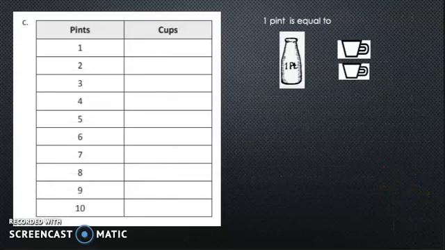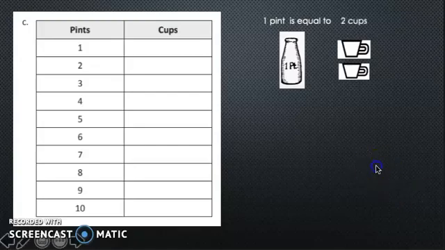Okay. This is the last one. We're going to create a conversion table for pints into cups. Then we're going to relate those cups to quarts and gallons. Find this conversion table on your practice template or draw another table on your paper similar to this one.